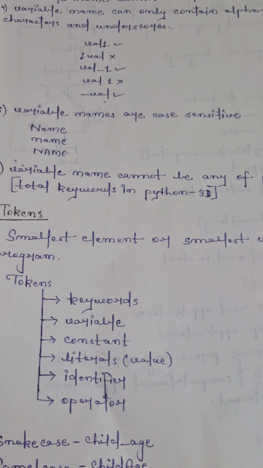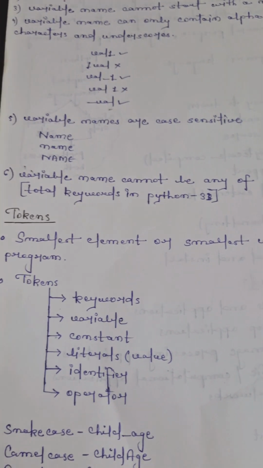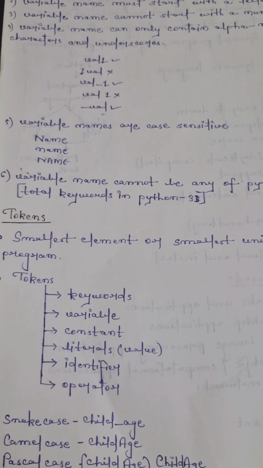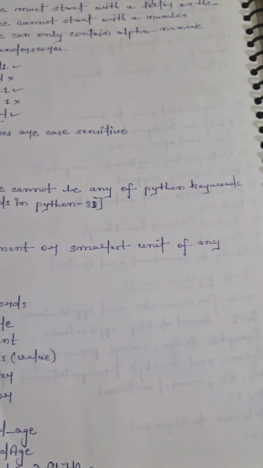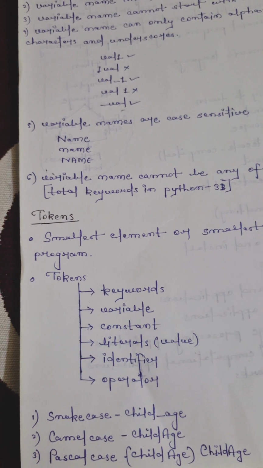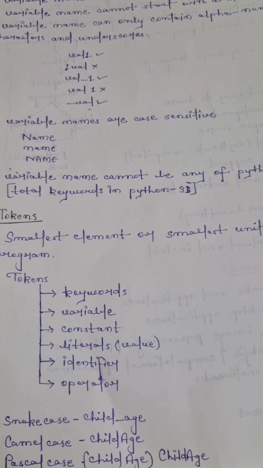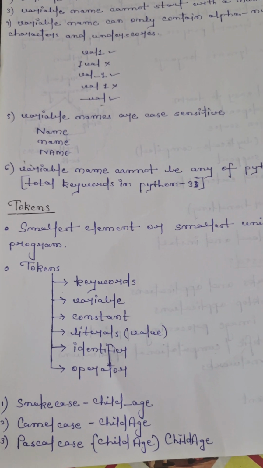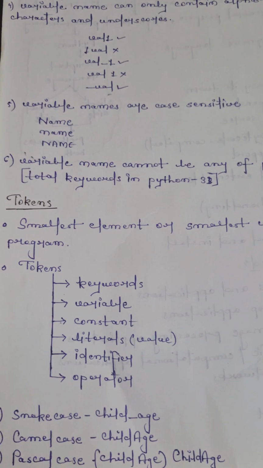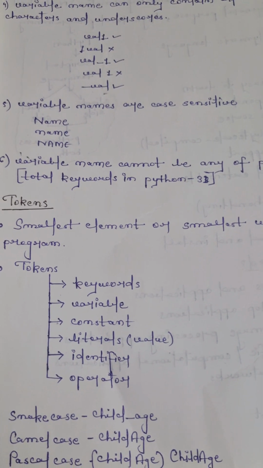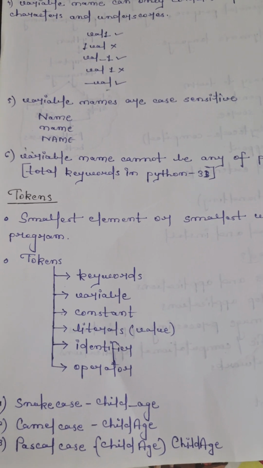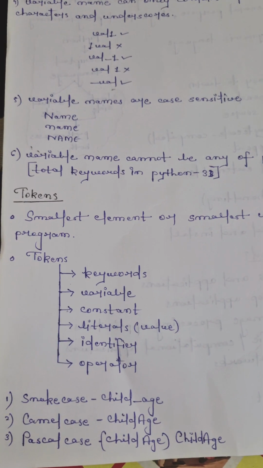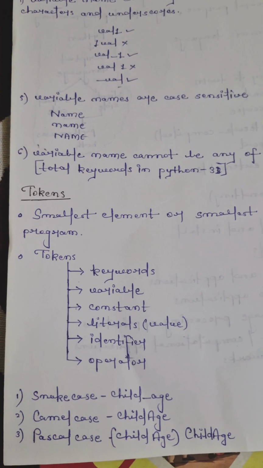Our second point is tokens. A token can be considered the smallest element or smallest unit of any program. Types of tokens include keywords, variables, constants, literals, identifiers, and operators. We will discuss all of these one by one.